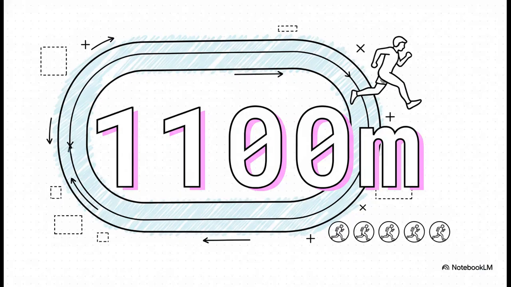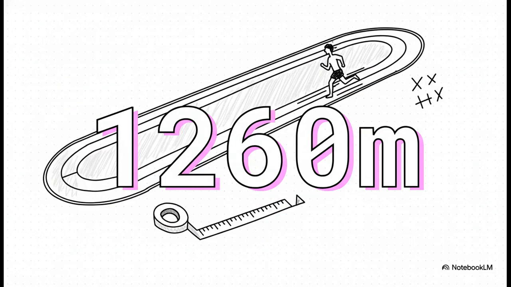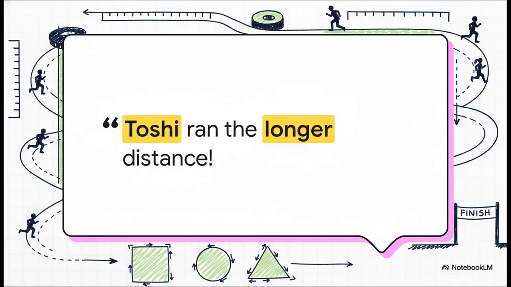Okay, first up, Akshi. Her track's perimeter is 2 times 70 plus 40, which comes out to 220 meters for 1 lap. She runs 5 laps, so we just multiply 220 by 5, and we get her total distance, 1,100 meters. Now let's look at Toshi. The perimeter of her smaller track is 2 times 60 plus 30, which is 180 meters per lap, but she runs 7 of them. So 180 times 7 gives us her total, 1,260 meters. And there we have it. Toshi ran farther. See? This is a perfect example of how a simple perimeter calculation can help us figure out a tricky problem and find a clear winner.